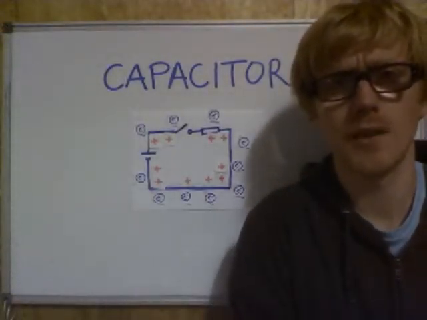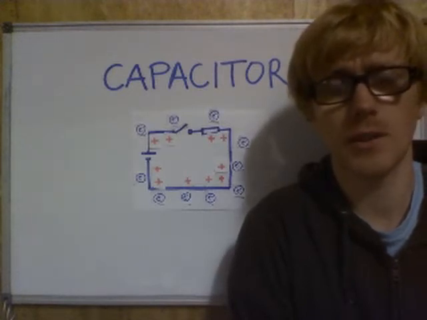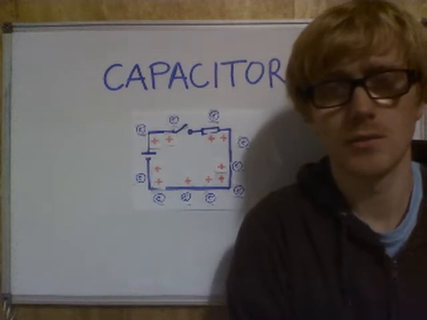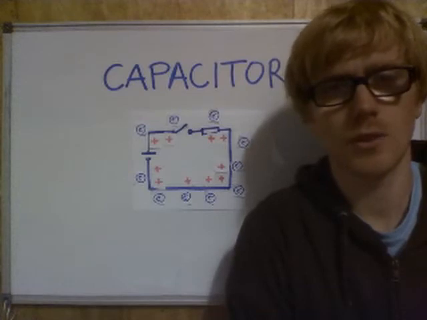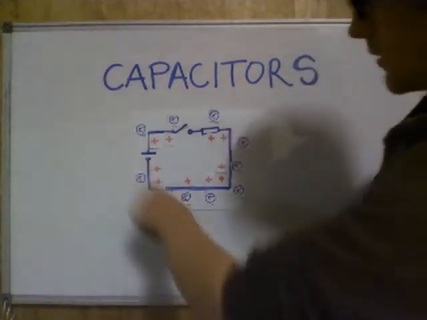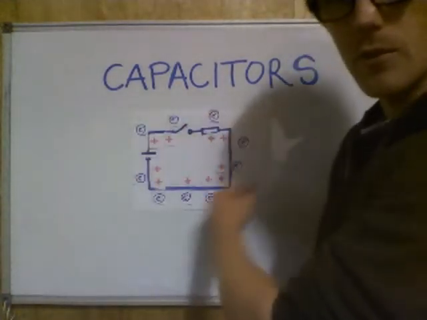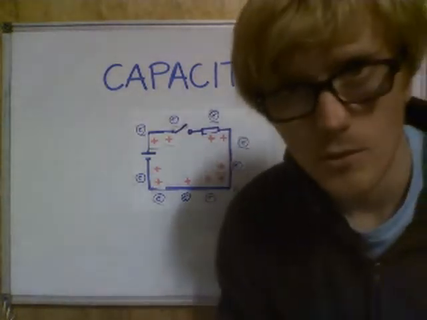Okay. Did you spot the deliberate mistake with that last video? I'm not going to film it again because it took ages, but the problem was the electrons were actually flowing in the wrong direction. They're supposed to flow from negative to positive, and I had them flowing from positive to negative. Don't make that mistake.